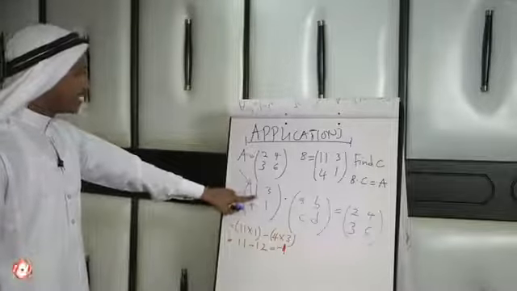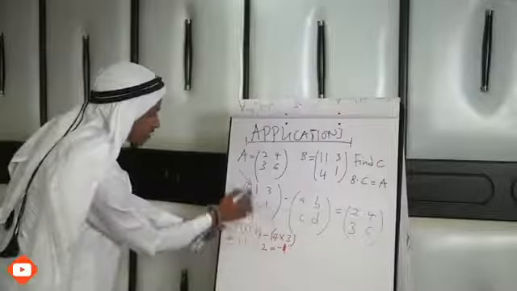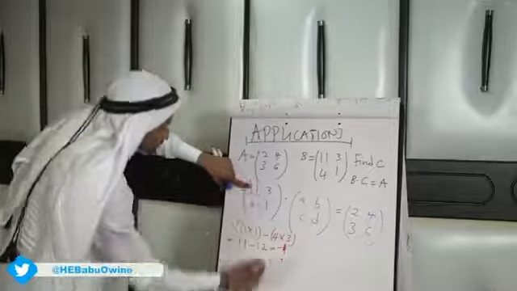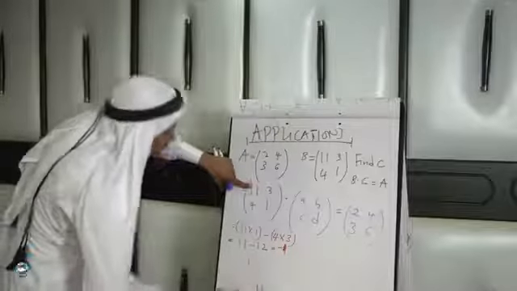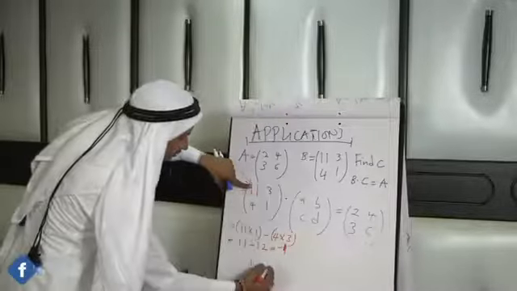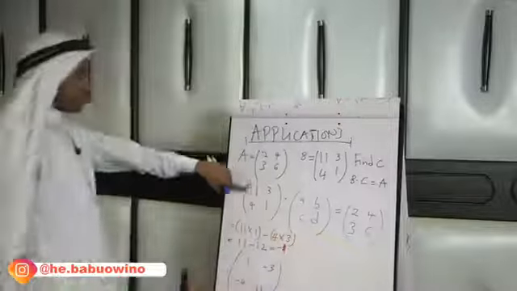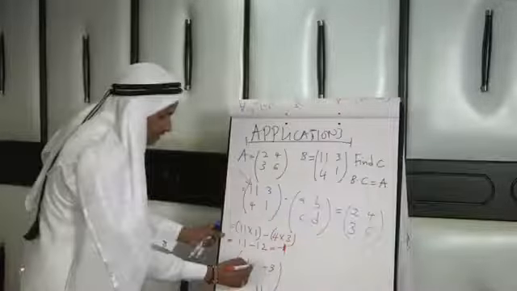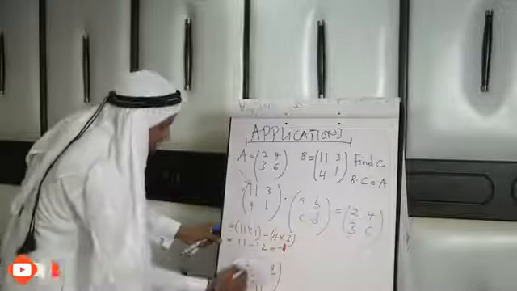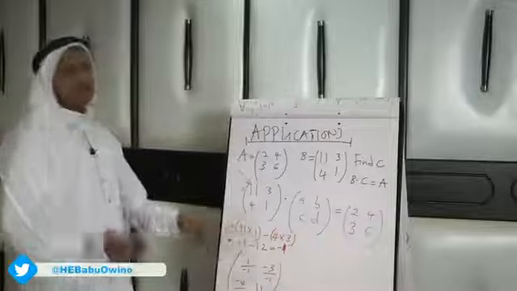Therefore, what is the inverse of this matrix? For the inverse of this matrix, you change the leading diagonals, you swap, you interchange. 1 comes up, 11 goes down. Then the other diagonal, you only change the signs. Minus 3, minus 4. And then you divide by the determinant, which is minus 1. So this is the inverse of A.